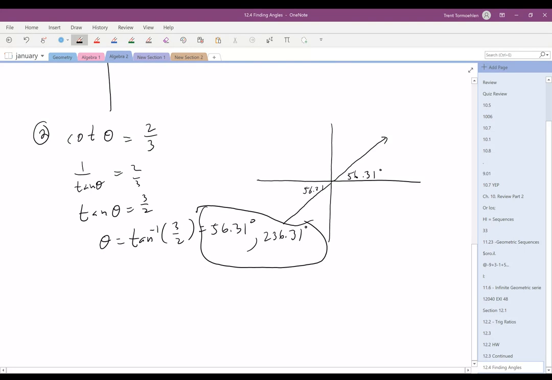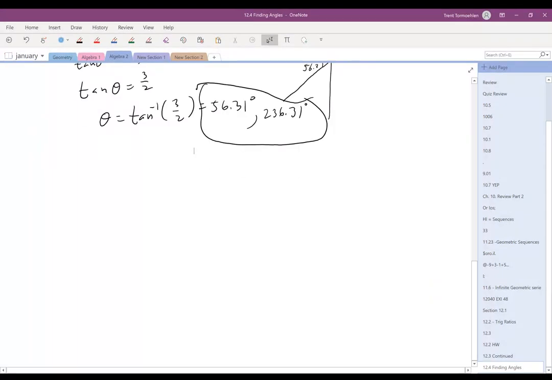Now, sometimes you're going to be asked for what's the answer that is greater than 180, between 180 and 360. And so you would need to find the 56.31 first and then use it as a reference angle to find the 236.31. All right, one more example. This one's important. If you've got the tangent of theta is equal to a negative, let's just make something relatively easy, negative 1/2, for example.